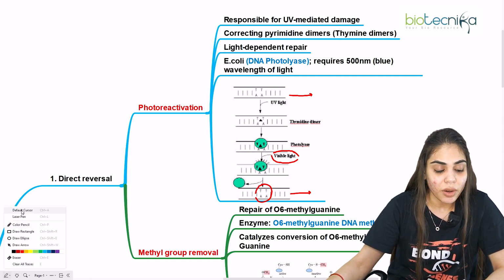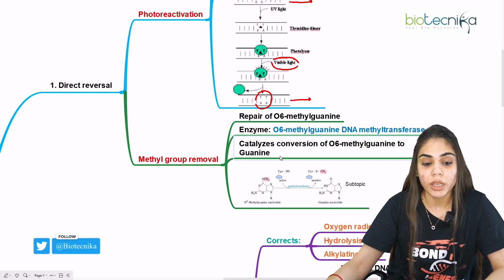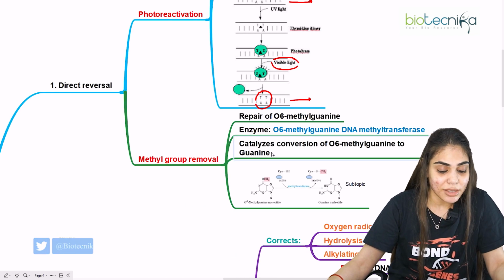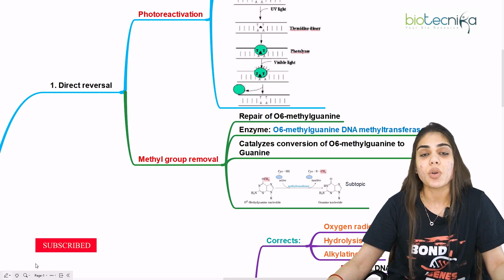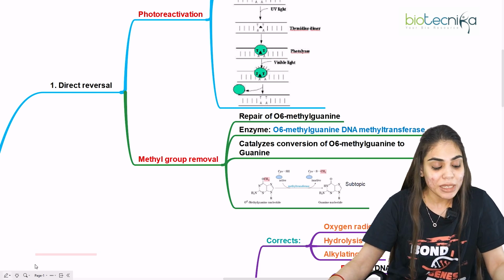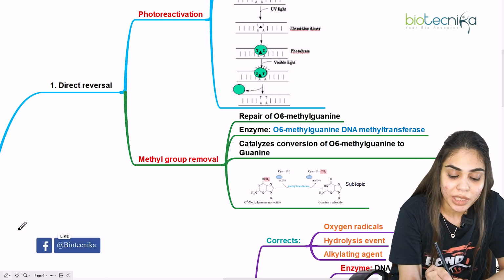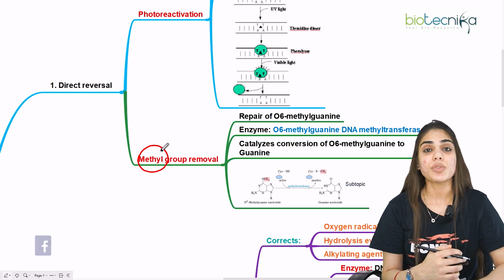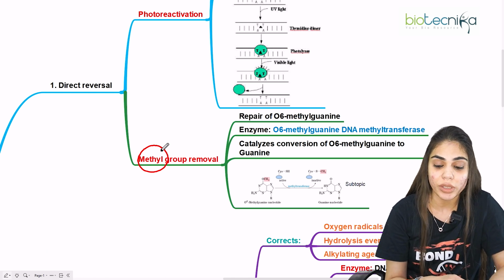But why is this called direct reversal? Because this is just a single step pathway. Now we will see the next mechanism included under direct reversal as well, and this is called methyl group removal. This pathway is used to correct damage in which a methyl group is added. So it is used to remove the methyl group that has been added to the nucleotide sequence.